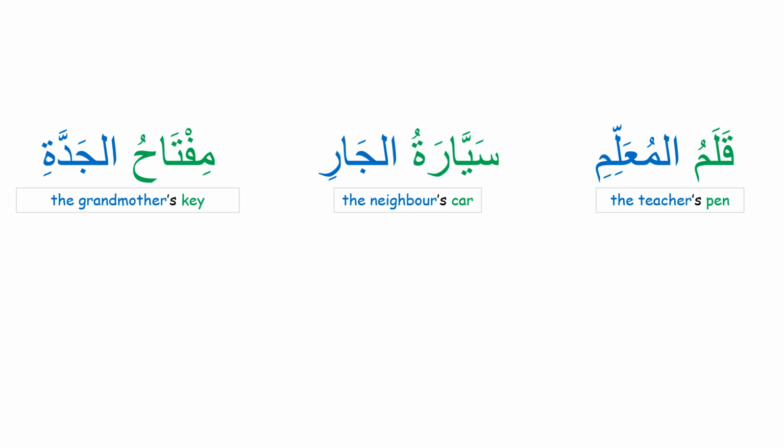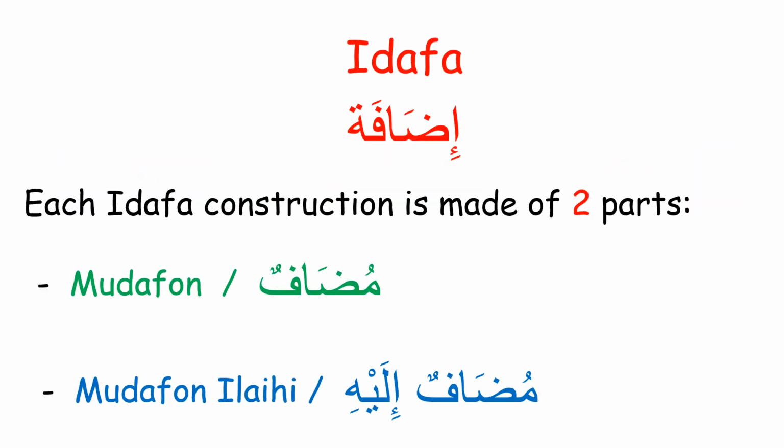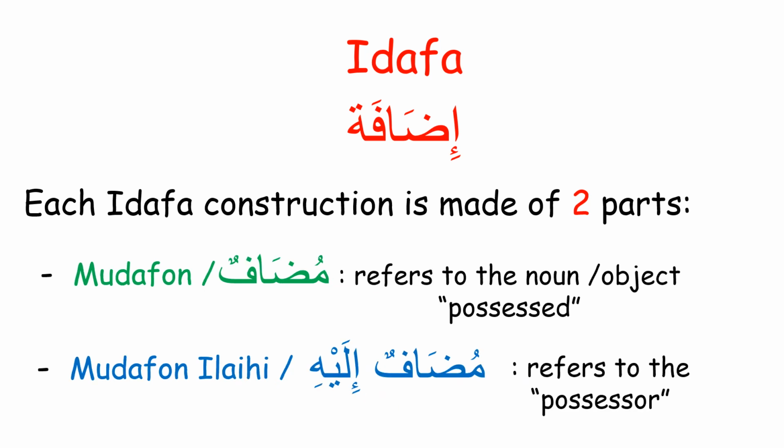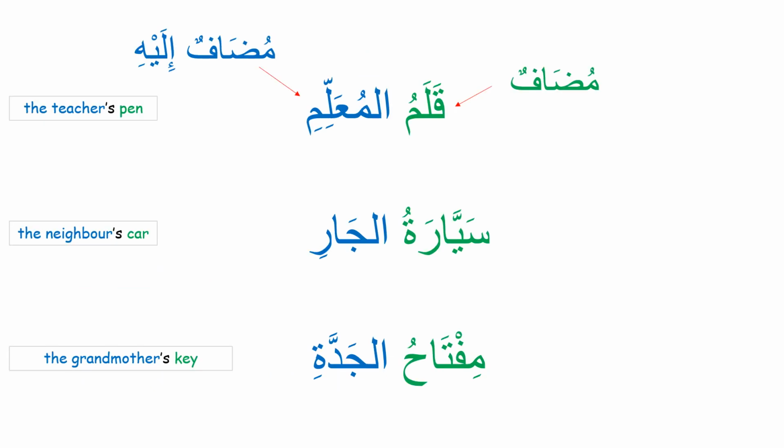Each إضافة construction is made of two parts, مضاف and مضاف إليه. Again, مضاف and مضاف إليه. مضاف refers to the noun or object being possessed, and مضاف إليه refers to the possessor, i.e. the owner. So in the first example, قلم is our مضاف and المعلم is our مضاف إليه.